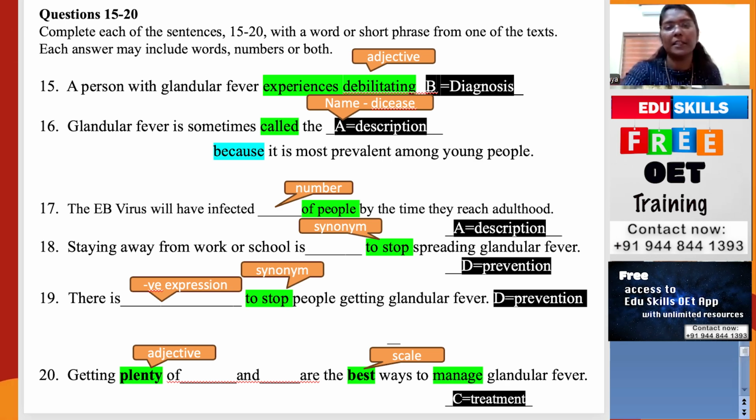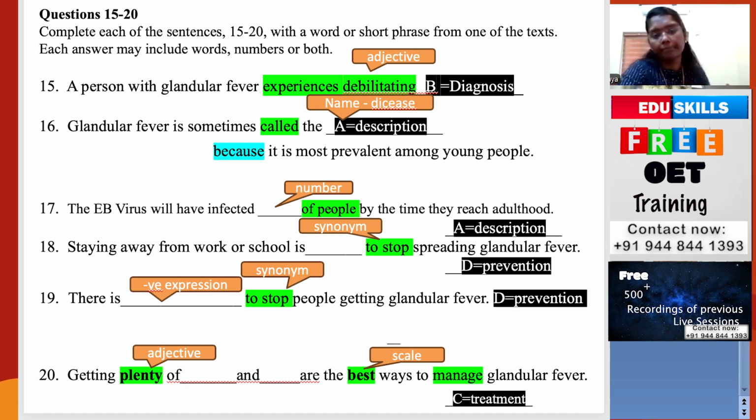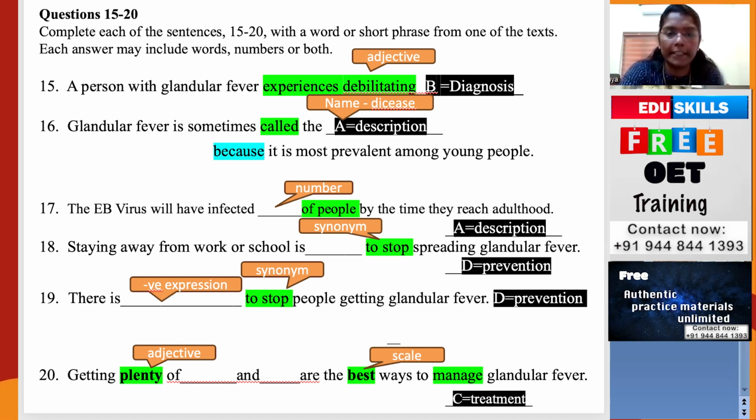Then next is the slide D. What are the questions that come under text D? Text D: the 4th, 10th, 14th, 18th, 19th. Just mark it. Okay, we move to the answers.